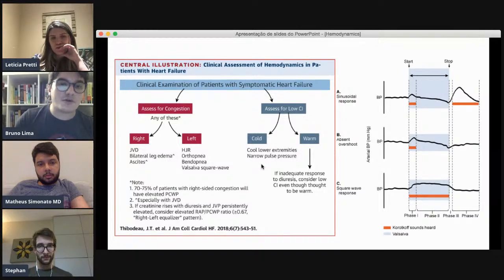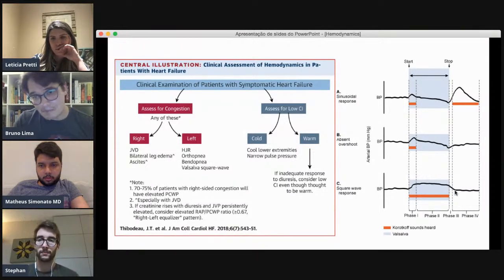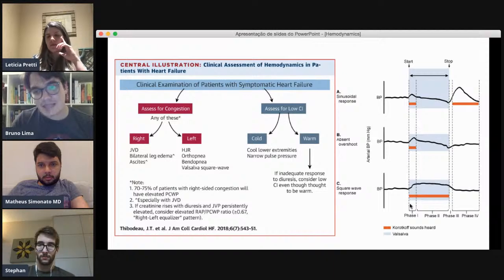This is really hard for you to do in a patient that doesn't have an A-line. But pretty much you just ask the patient to do a Valsalva maneuver. His response would be something like that, A or B. Sinusoidal response or some absent overshoot that you would see. But these patients with heart failure, especially left-sided heart failure, they have a square response of the blood pressure. The blood pressure goes up. There's barely any variation in the heart rate, but the blood pressure goes up, and it's maintained during the different phases of Valsalva.